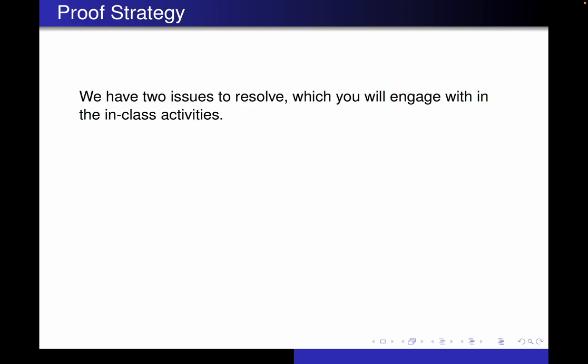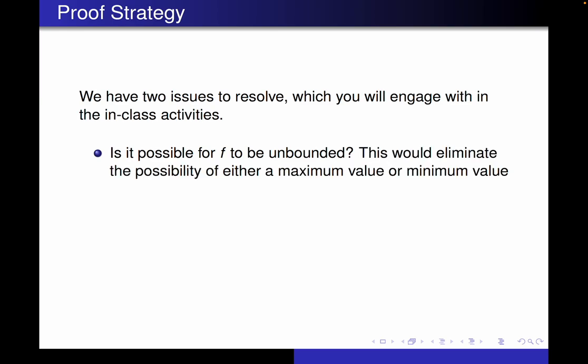So in order to prove this theorem, there are two issues that we have to resolve. It's kind of nice that there are only two, but they each have their own challenges. So first of all, we have to ask the question, is it possible for f to be unbounded? All we know about f is it's continuous and the domain is a closed interval. What's keeping the function from being unbounded? Right? Because if it was unbounded, that would eliminate the possibility of either a maximum value or maybe a minimum value, or who knows, maybe both, right? So we have to eliminate the possibility that f is unbounded.